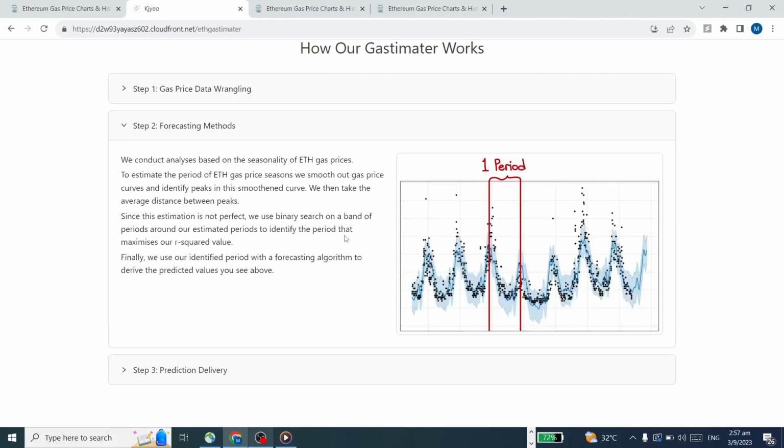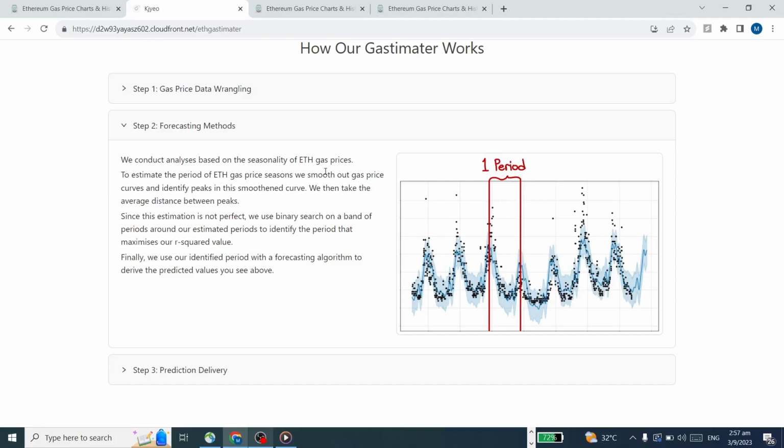So, let's go more into the forecasting methods. So I think there are two important parts for forecasting methods. One is determining the period of the seasons in our data. The second is choosing a quick and yet accurate forecasting algorithm. So to determine our period, we employ two strategies.